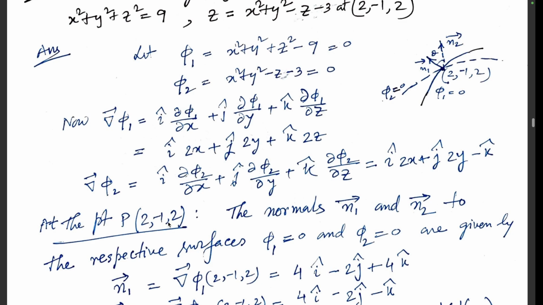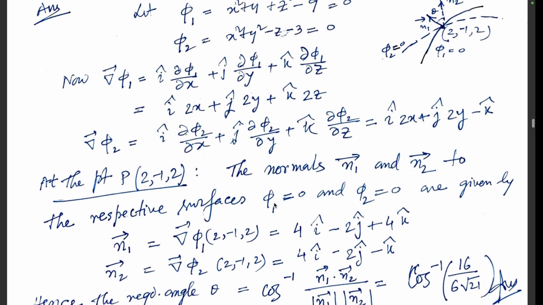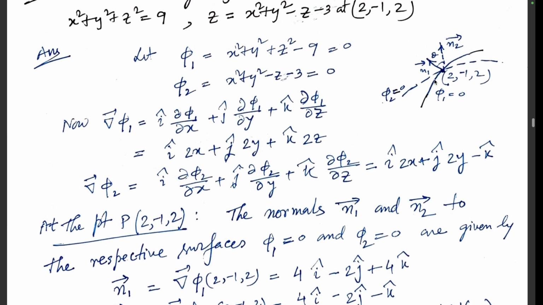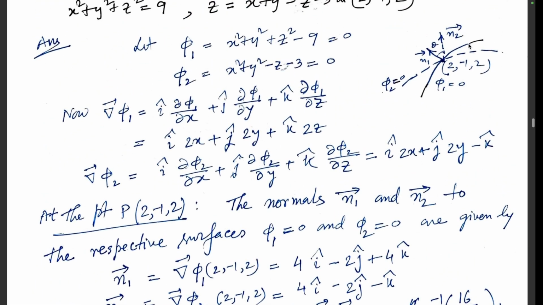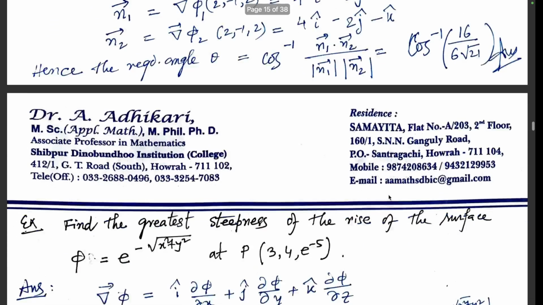At this point P (2, -1, 2), the normals n1 and n2 to the respective surfaces phi 1 and phi 2 are given by n1 vector and n2 vector equal to grad phi 1 at the point P and grad phi 2 at the point P. So this n1 is normal to the surface phi 1 and this n2 is normal to the surface phi 2. So the required angle is the angle between these normals. So theta equals cos inverse of n1 vector dot n2 vector by mod of n1 into mod of n2 vector. This is the required answer.